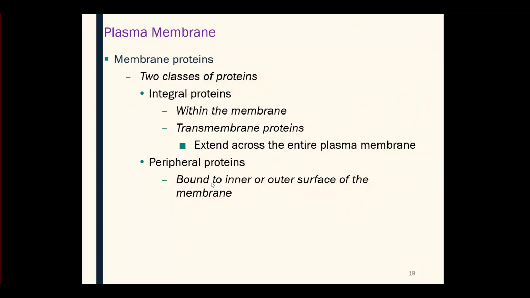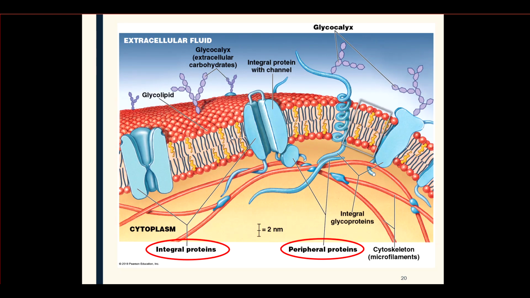Our cell membrane is also made up of proteins. So we can categorize two classes of proteins. Proteins that are located within the cell membrane are known as integral. Think of them as in right here. So these are going to be within the cell membrane. Some of the proteins actually go across the entire cell membrane. Those we call transmembranous.